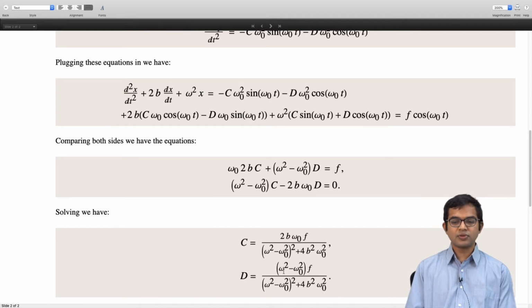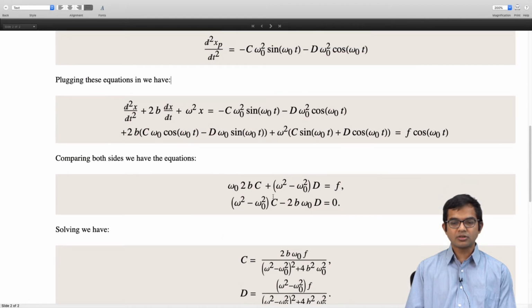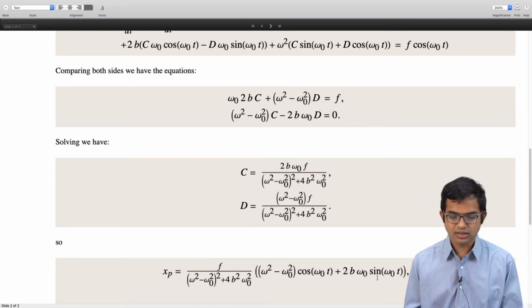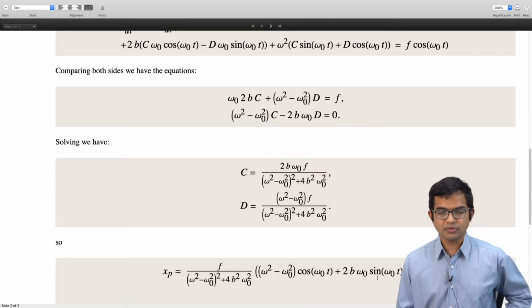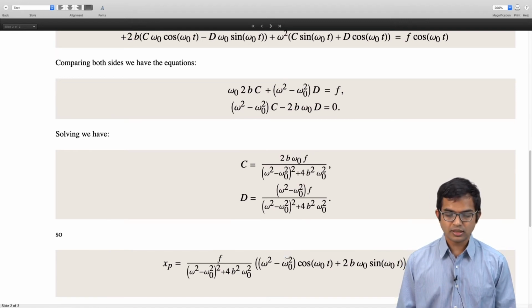Right, once we have solved for c and d, we just plug these constants back into the particular solution. Our particular solution is just f over omega squared minus omega naught squared the whole squared plus 4b squared omega naught squared, this entire thing multiplied by omega squared minus omega naught squared times cosine of omega naught t plus 2b omega naught times sine of omega naught t. You should check this, right? It's fairly straightforward algebra, but you should be careful and make sure that it's all correct.